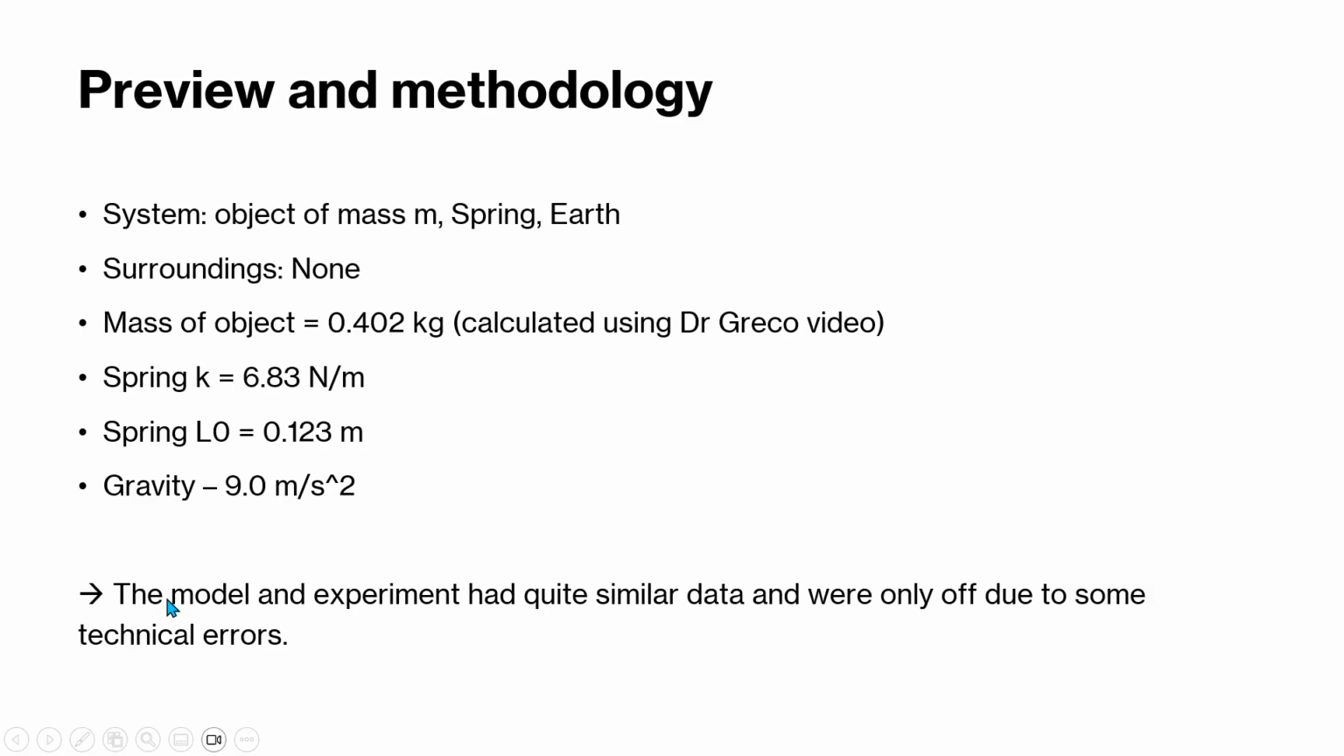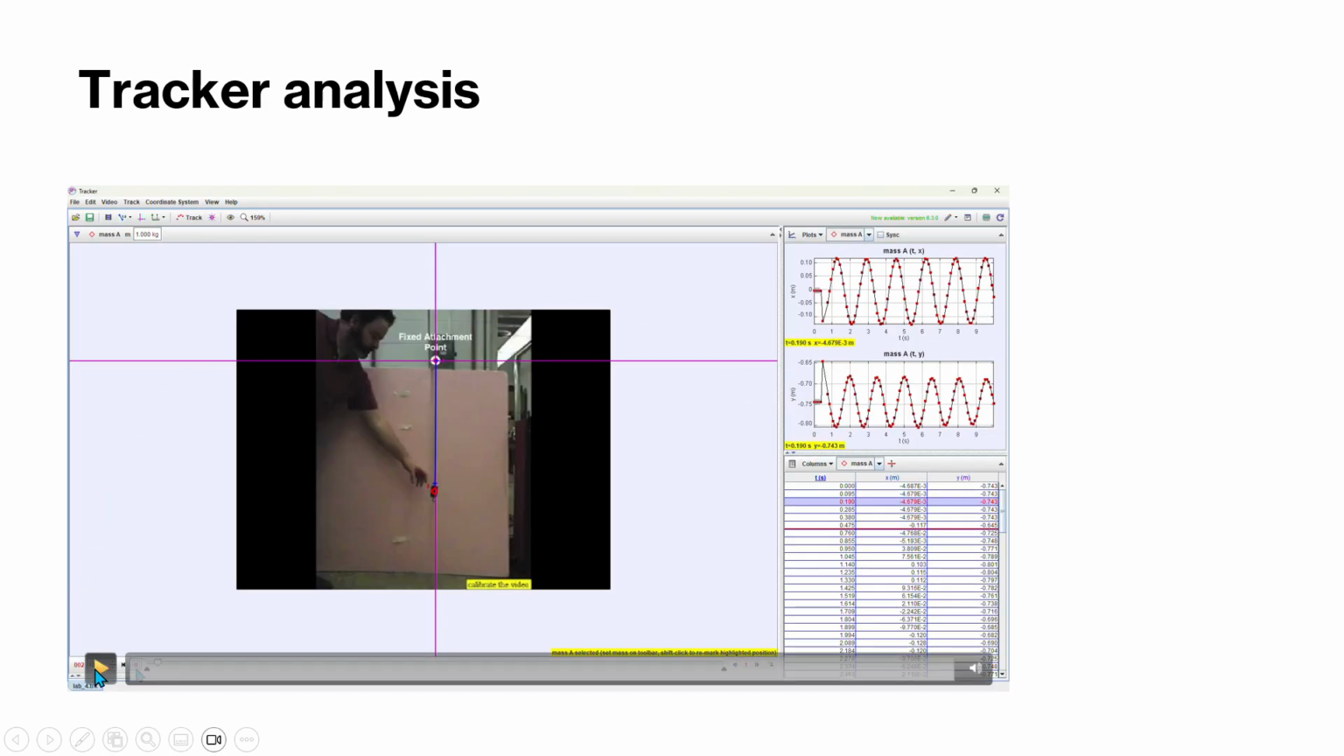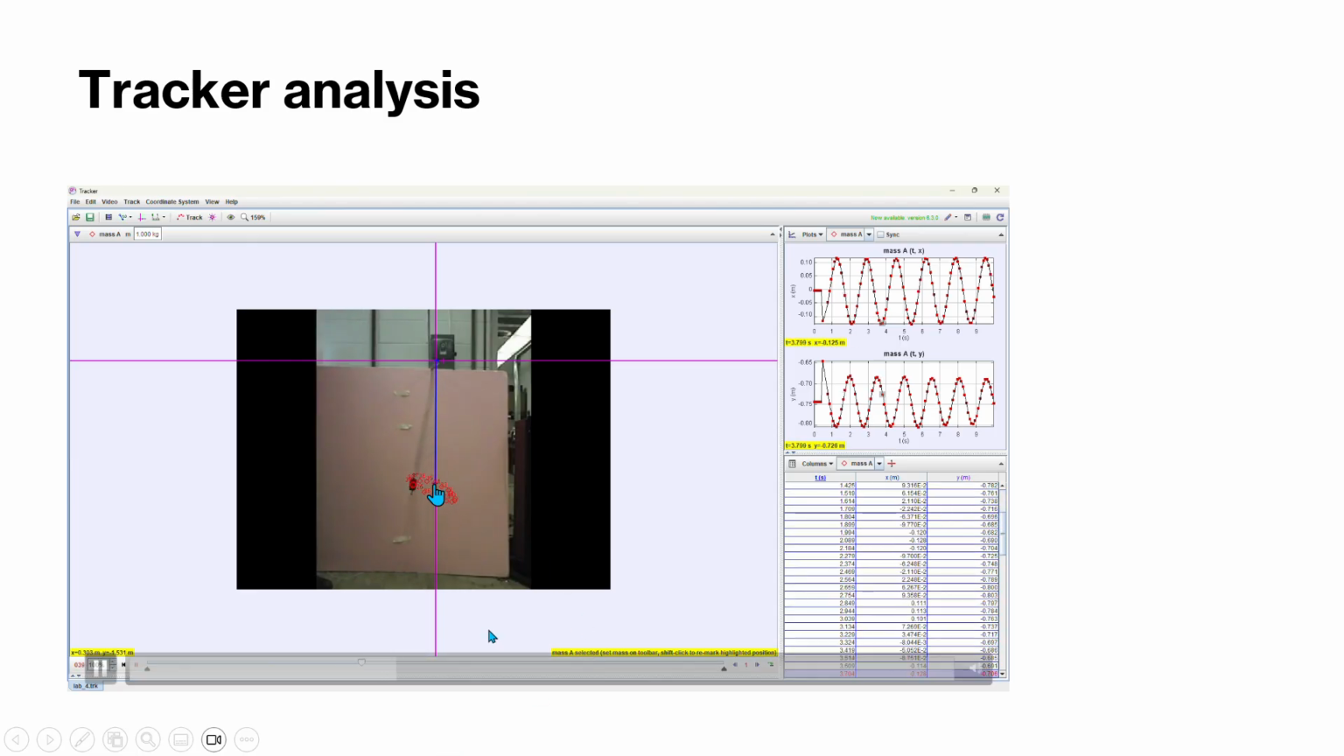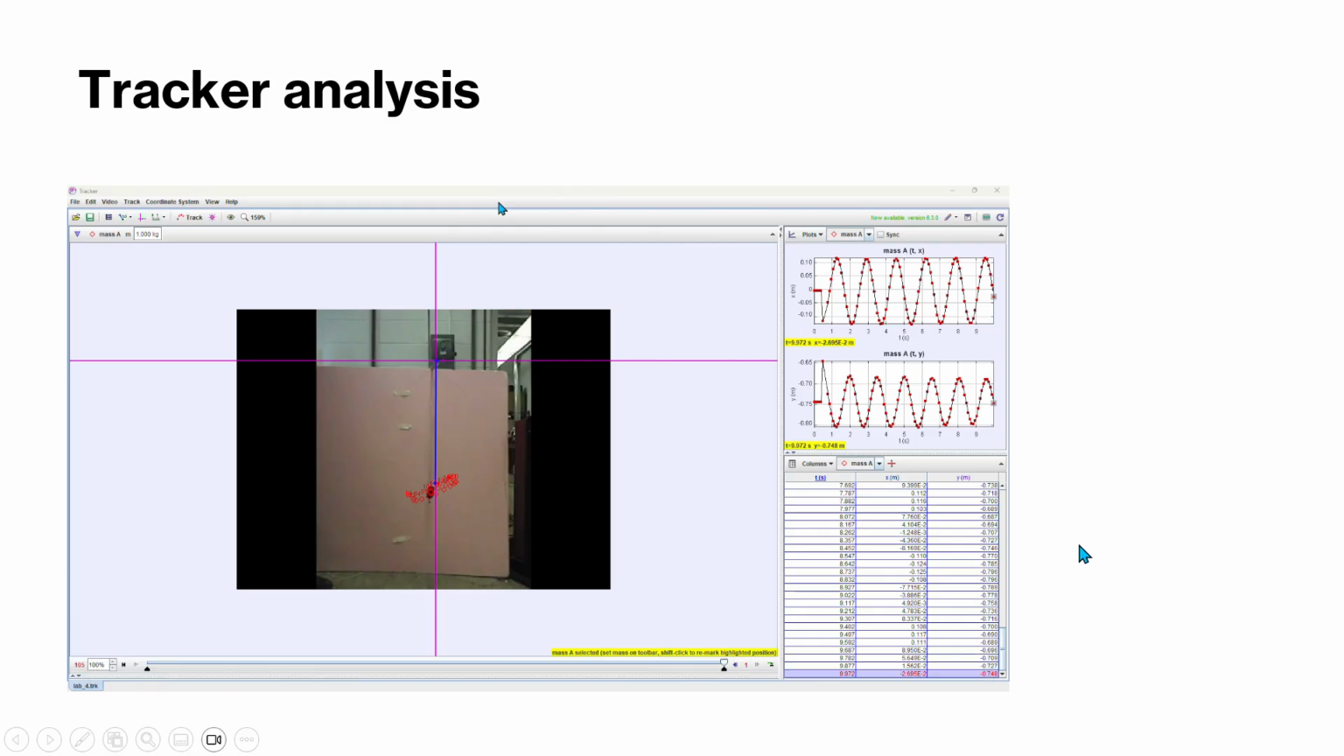Then, after the actual experiment, we realized that the model and the experiment had quite similar data and were off only due to some technical errors, which was on my part and some in the video as well. So now let's look at our tracker analysis. So as you can see, the tracker is constantly tracking the data. We have our t of x and t of y graphs being plotted in this side. We also have our entire x and y, which is what we use for this .csv file.